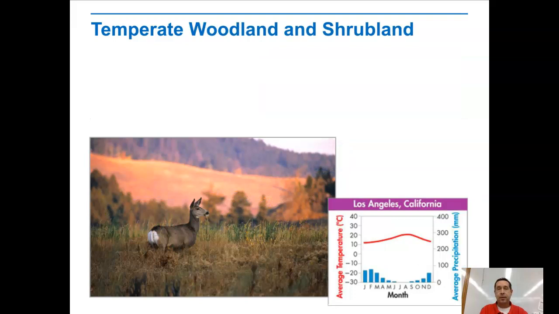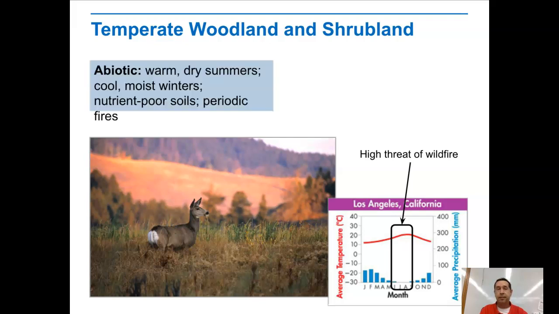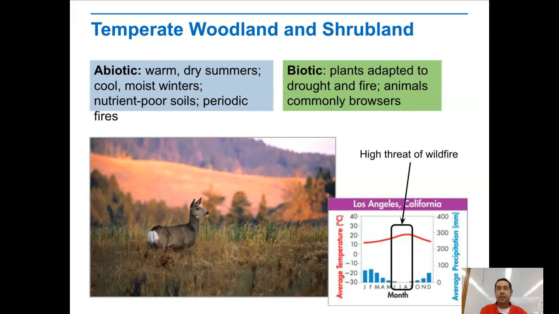The temperate woodlands and shrublands have a very dry season where it hardly rains at all and is very warm. So there's a high threat of wildfire. There's a fire season, if you will. Again, abiotic factors: warm, dry summers, cool, moist winters, nutrient-poor soils, periodic fire, again, during those fire seasons. Plants are adapted to drought and fire.